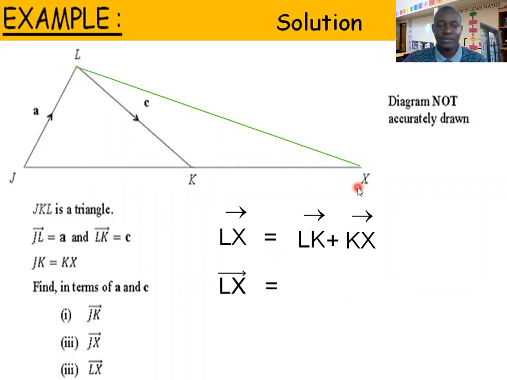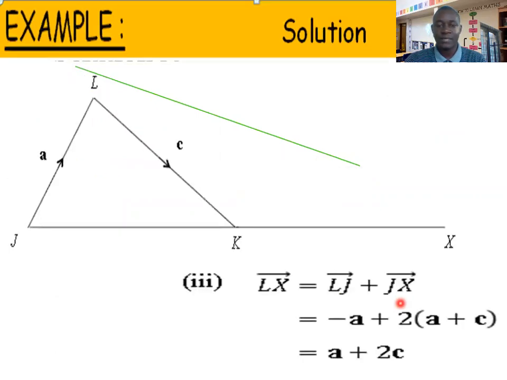Now, what is my L to K? L to K is obviously given. That's this arrow. That would be C. And then my Kx, remember, is the same thing as my Jk. So that would be A plus C. When I open that bracket, of course, that will give me A plus 2C. That solves the problem for this particular example.